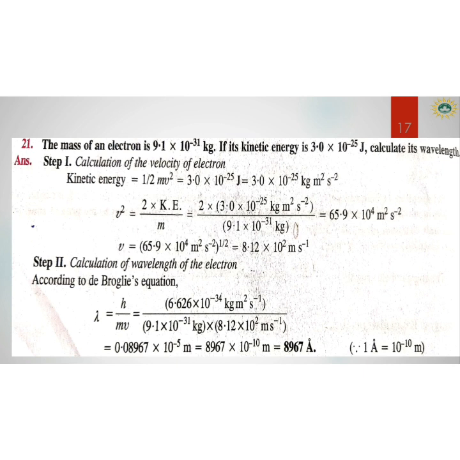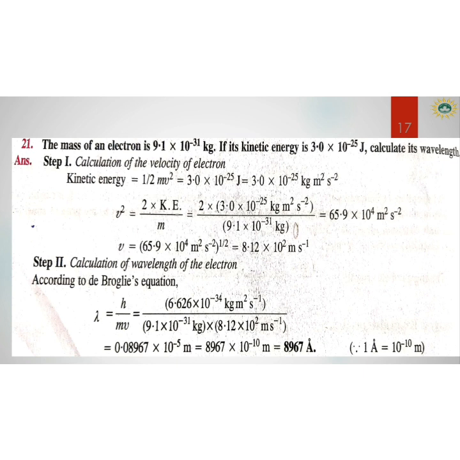Now you can easily find out the value of velocity, as kinetic energy is given and we already know the mass of the electron. So v square is equal to 2 into kinetic energy divided by m. So 2 into 3 into 10 to the power minus 25 kg meter square per second square, divided by the mass of the electron, that is 9.1 into 10 to the power minus 31 kg. Taking the root of this value, we'll get v as 8.1 into 10 to the power 2 meter per second. Now if we have to find out the wavelength of the electron.